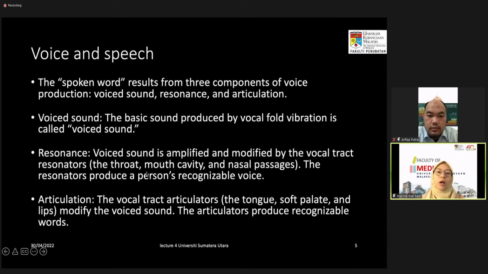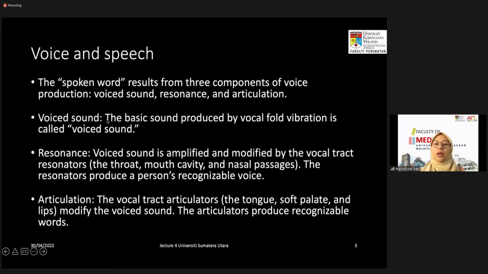So when we talk about hoarseness, we are talking about disruption at the voice sound. We are not talking about disruption at the resonance or articulation. When someone has hypoglossal nerve paralysis, the speech will be slurred. We don't say that the patient has a voice disorder; we say that the patient has a speech disorder, slurred speech. Someone who has a cleft palate, for example, or weakness of the soft palate, we don't say the patient has hoarseness, but that the patient has a problem with speech, a hypernasal speech, rather than hoarseness. Hope we can grasp this concept.